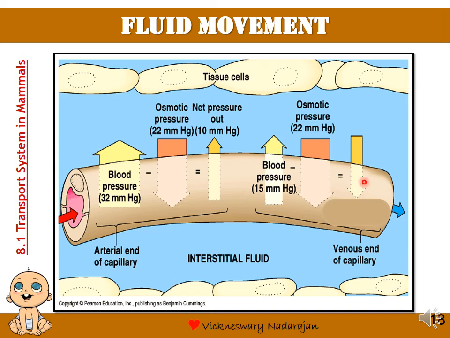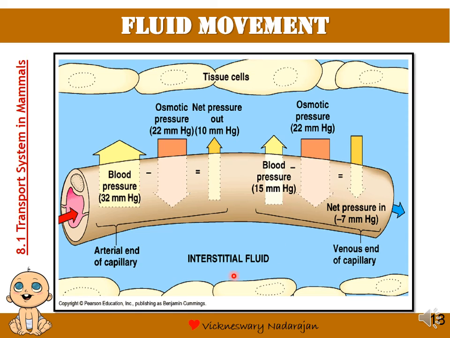Now we look at the venule end. This time the hydrostatic pressure or blood pressure is 15 millimeters of mercury pushing out, and the osmotic pressure of the blood or OP is 22 millimeters of mercury pushing in. So the difference between HP and OP this time is negative, at negative 7 millimeters of mercury. The negative indicates that reabsorption is happening, since the osmotic pressure is bigger than the hydrostatic pressure. So this is the application of formula 1.